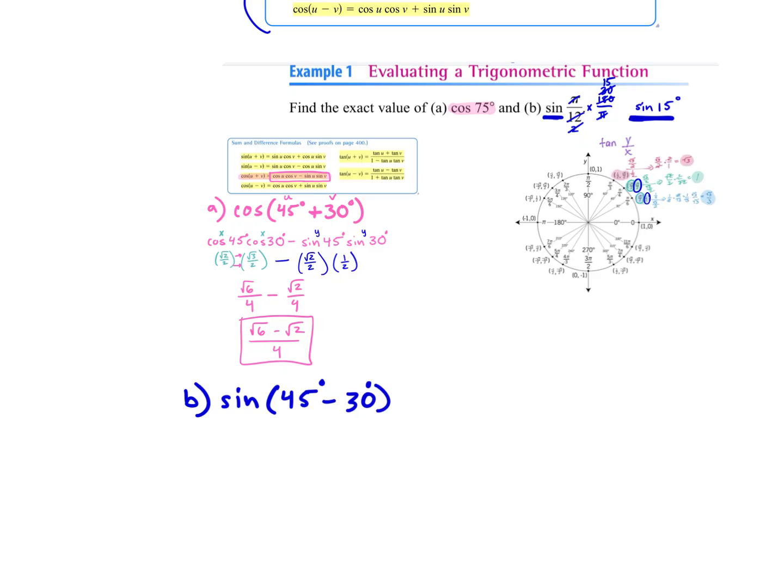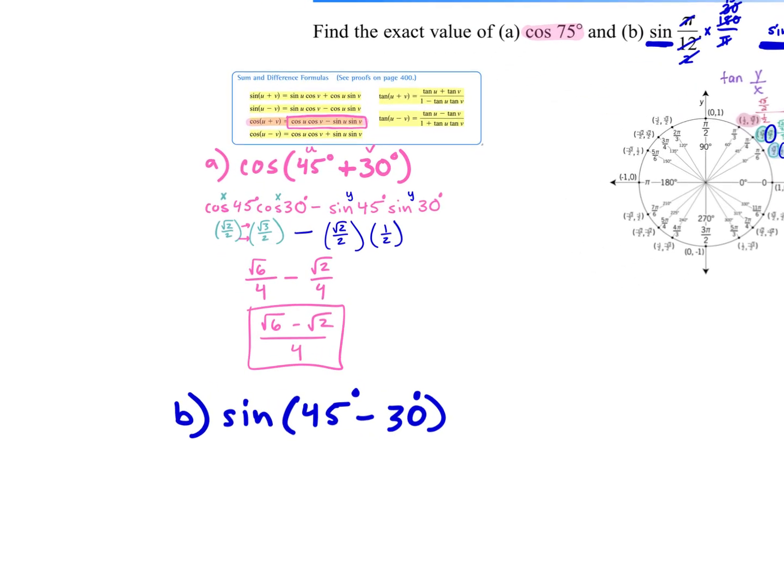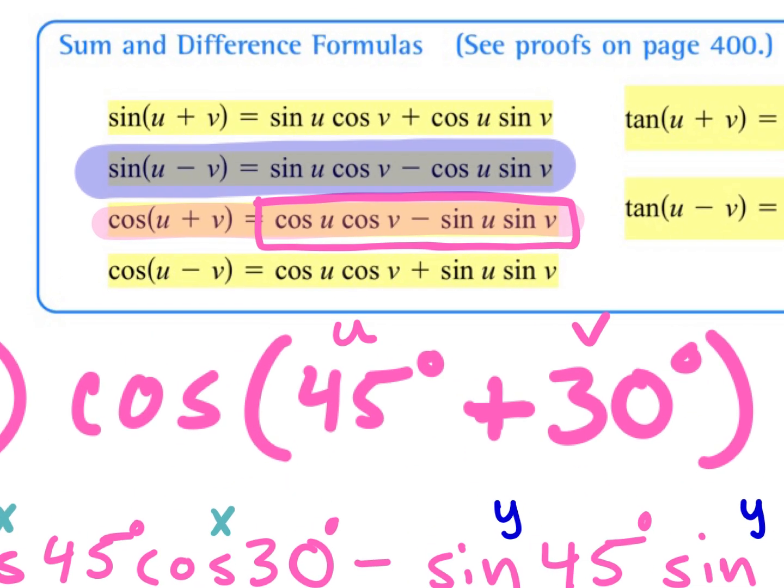So sine of 15, 15 is not on the unit circle. We had to find two numbers that were on the unit circle. Now we're going to use our formula. So we're using the formula of sine when we're subtracting. So that would be the second one here. So sine of u minus v, we're using this part of the formula.